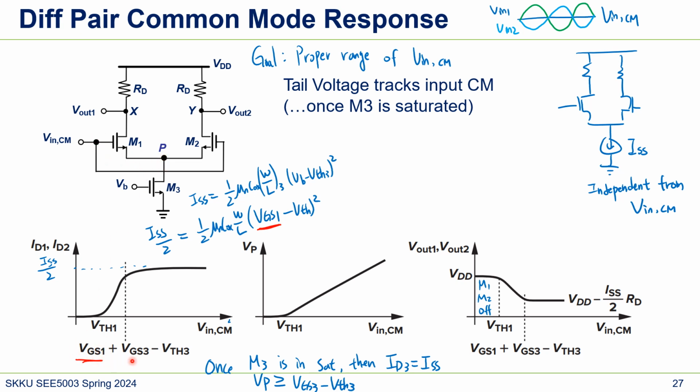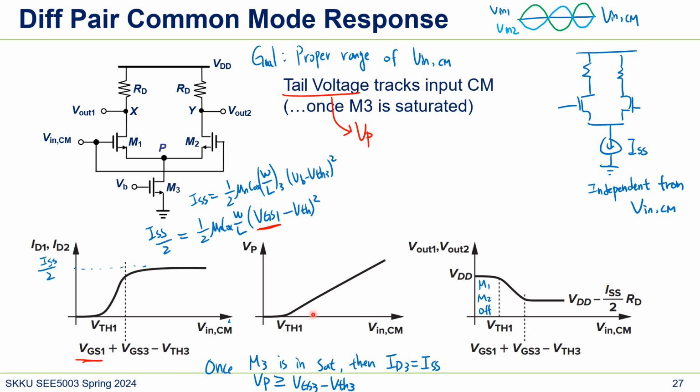Once V in CM is larger than this, the three MOSFETs operate properly. After this, the current settles at ISS over 2, and when V in CM becomes larger than this, the common mode voltage will be this. This is the important part: tail voltage tracks V input CM. Tail voltage means VP.